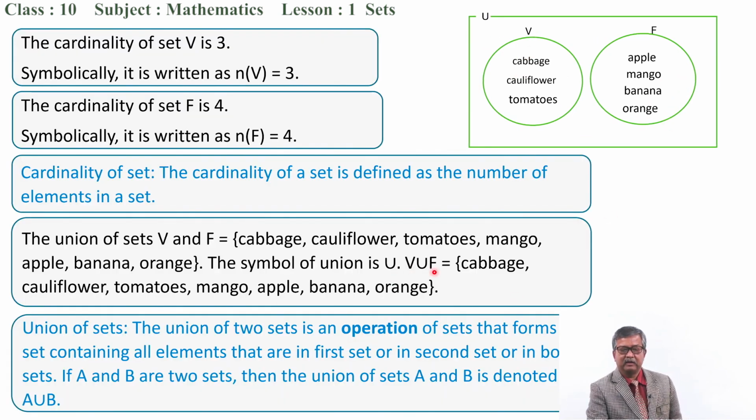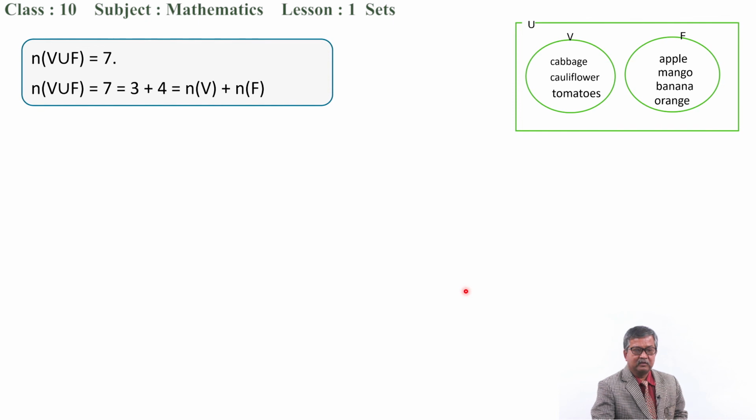Here, B union F. In B union F, how many elements are there? Look here: cabbage, cauliflower, tomatoes, mango, apple, banana, oranges. Altogether, how many elements are there? 7 elements. Yes. So what do we say? The cardinality of B union F is equal to 7, because there are 7 elements.